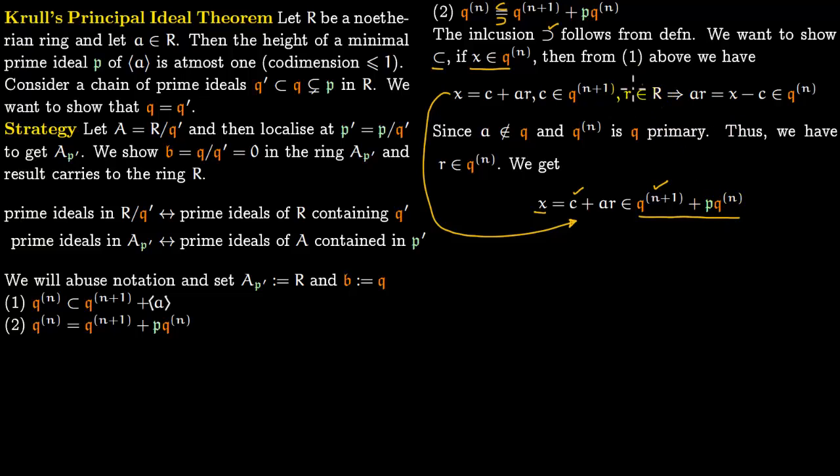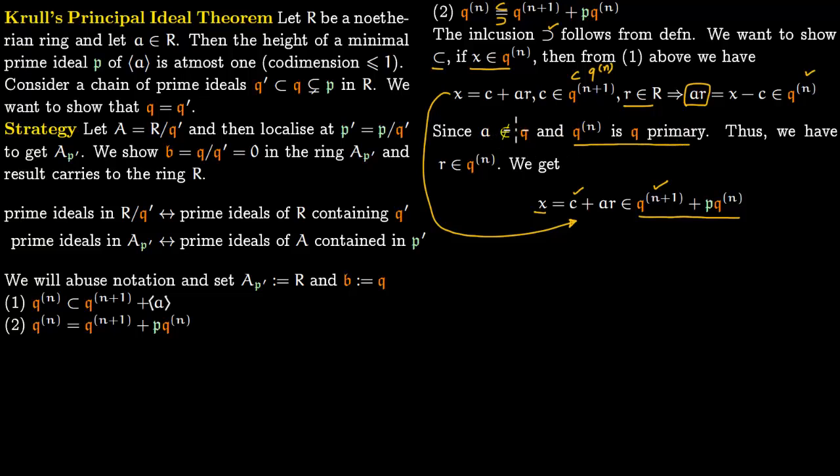Now r lies in the ring R because this is an ideal generated by a. So ar is equal to x minus c, and this lies in the nth symbolic power of q, precisely because c lies within the (n+1)th symbolic power of q, which in turn lies within here, and x is anyway lying in the nth symbolic power of q. So x minus c lies in here. So ar lies in here, and this Qn is q primary.